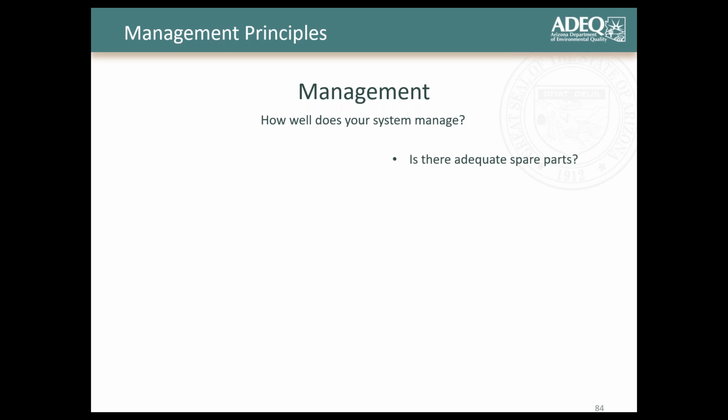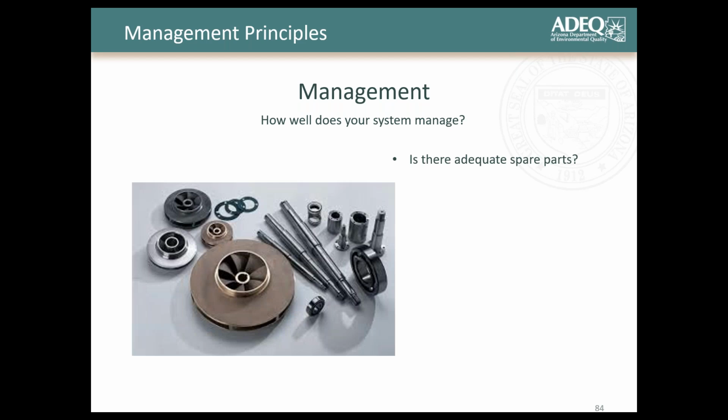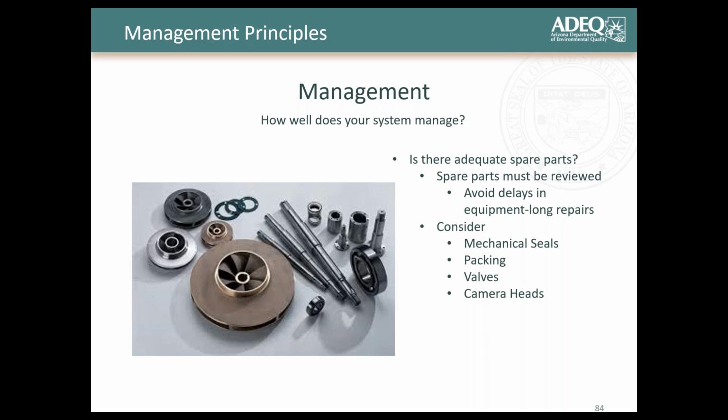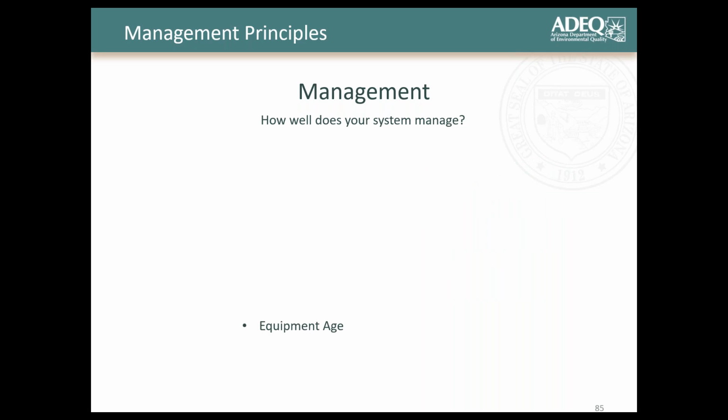All right. Another thing to consider in management is, do you have enough adequate spare parts? Spare parts must be reviewed. You want to think about what you want on your shelf. You want to avoid delays in equipment being available. You want to avoid long repair times. You want to consider things like mechanical seals, the packing, the valves, camera heads for your CCTV equipment. Are these things available for you, or if they're not, how quickly can you get them? And are you going to be down? Can your agency afford to be down for that long?